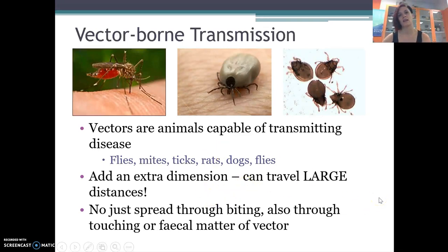So we're no longer just talking about sneezing and spraying something out. We're talking about a bug, picking it up and flying it around and potentially landing on multiple people and infecting multiple different organisms, not just humans as well. So not just spread through biting, but also through touching or fecal matter. So there's really no escaping it. And that means they can really spread it far and wide. Right, so that's really going to sum up most of our transmission of infectious disease.